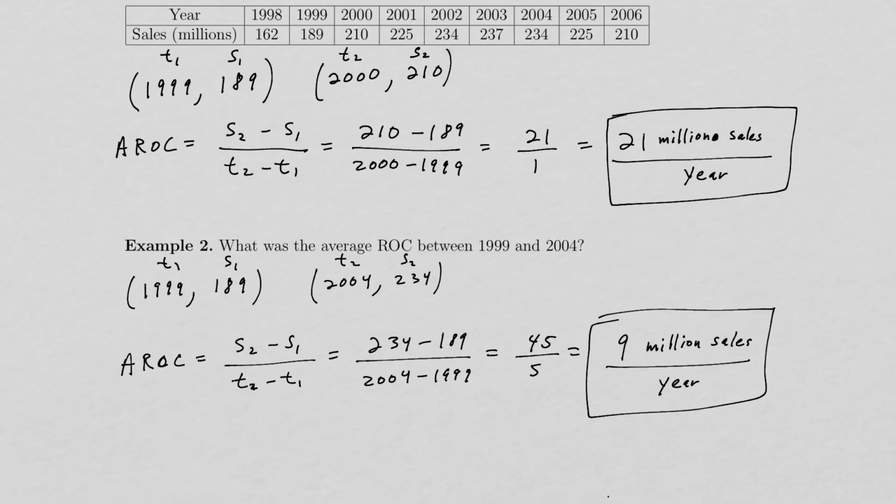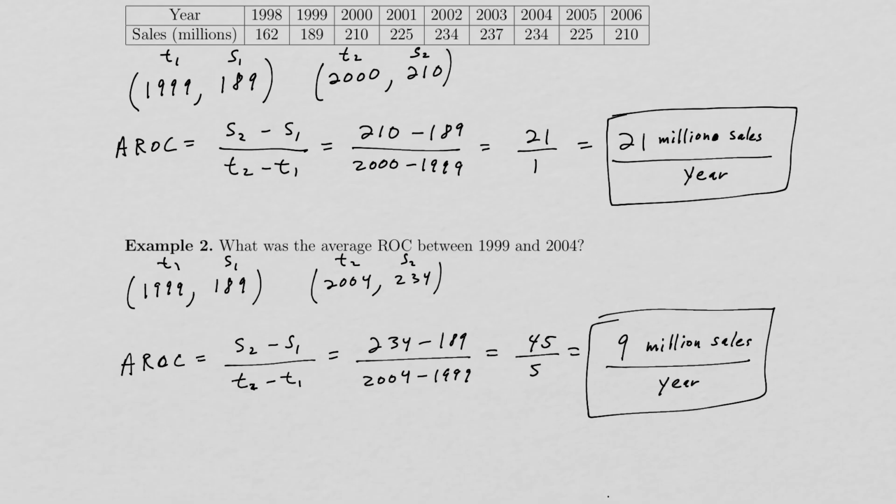What if we ask for the average rate of change? Here, I won't do this out, but let me point to it. Let's say I want to know the average rate of change from 2002 to 2004. So in this case, it would be S2, 234, minus S1, 234, over T2, 2004, minus T1, 2002. And notice that the numerator, 234 minus 234, is 0. The average rate of change over these 2 years happens to be 0 million sales per year. So it really depends on the interval, the time interval that we're interested in.